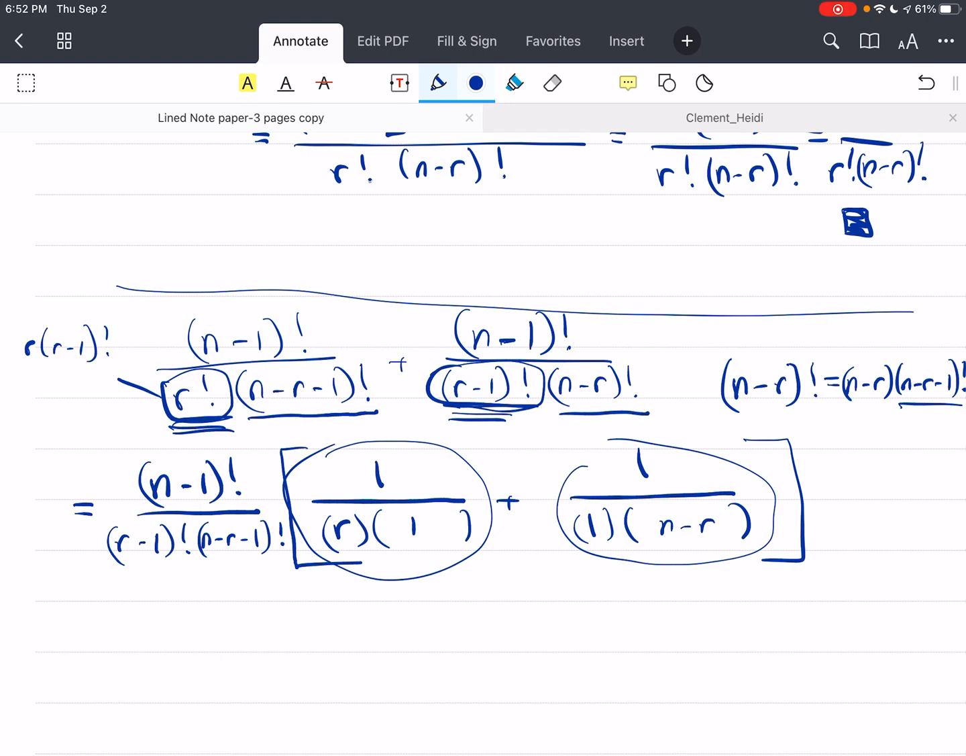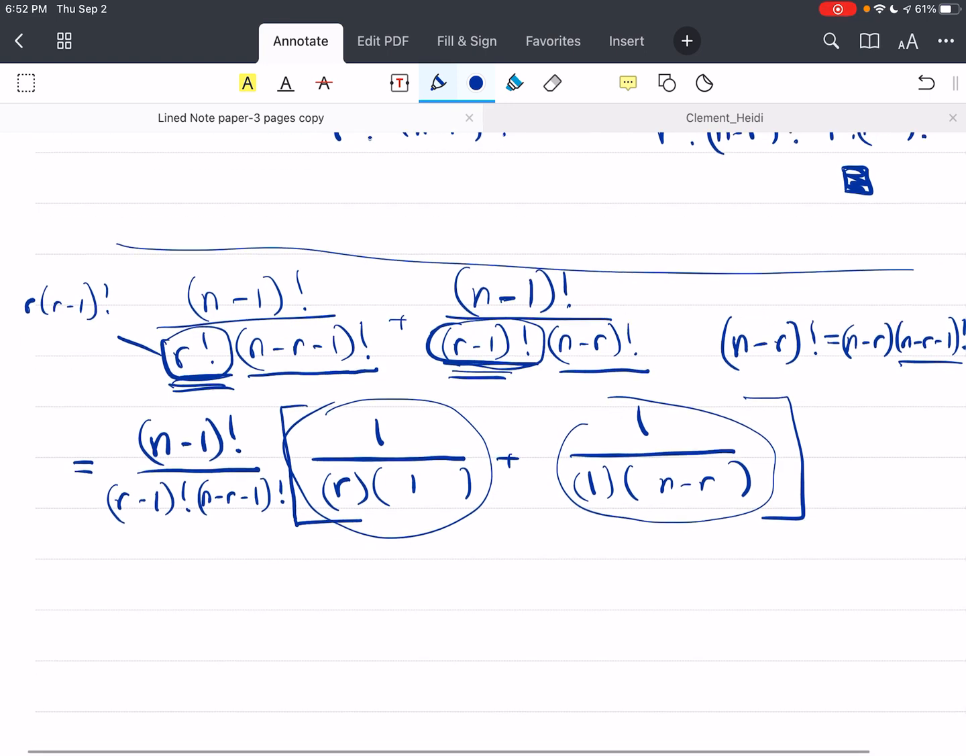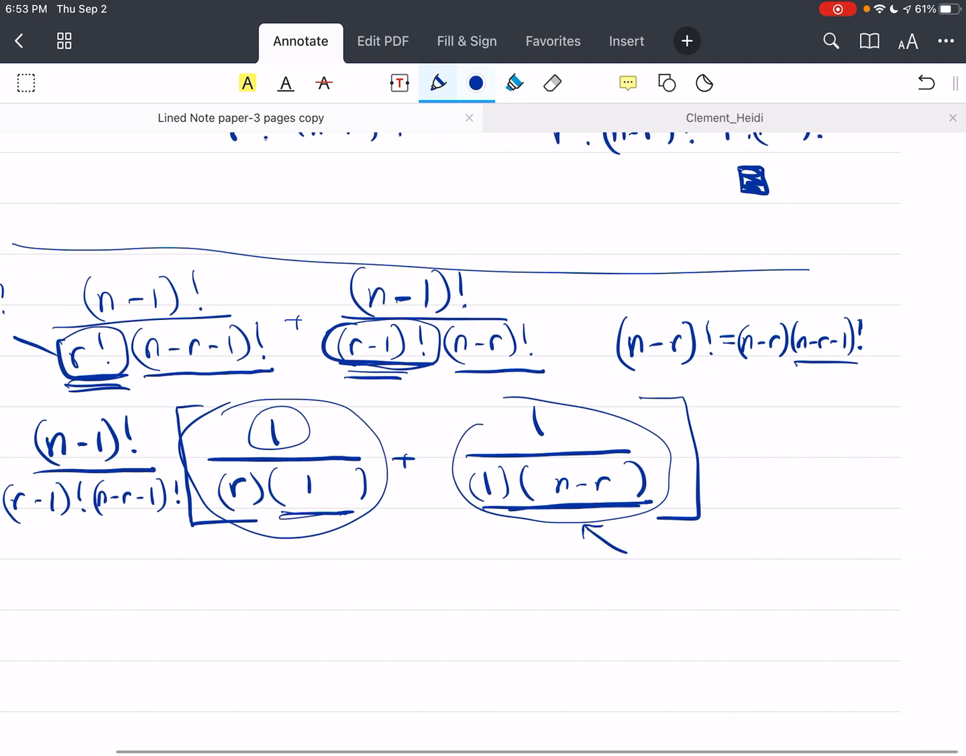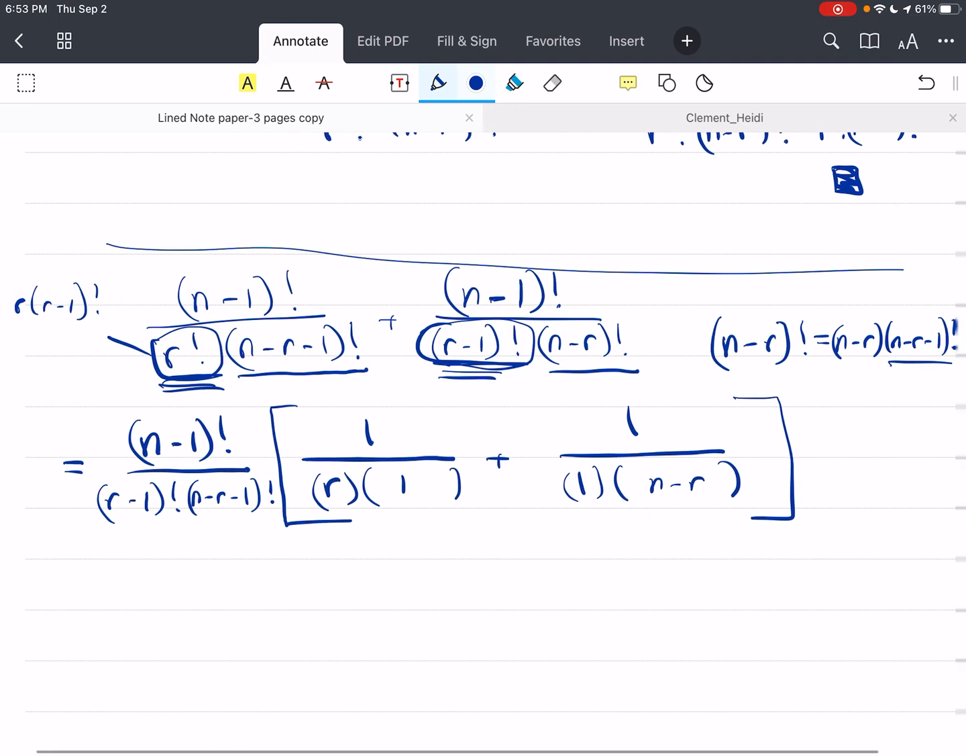So to find a common denominator here, I cross multiply, right? So I multiply n minus r up here and down here. So I multiply by 1, right? And then I multiply this second one by r in the top and r on the bottom. Okay. Let me undo my scribbling here. All right, there we go.